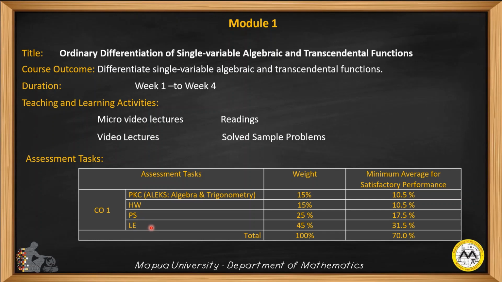These assessment tasks are given the corresponding weights. PKC for 15%, homework 15%, problem set 25%, long exam 45%, for a total of 100%. To earn a passing mark for this particular module, the student should obtain at least a weighted average of 70% for this module.